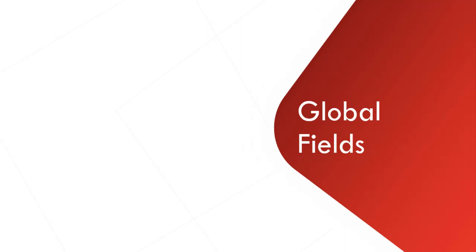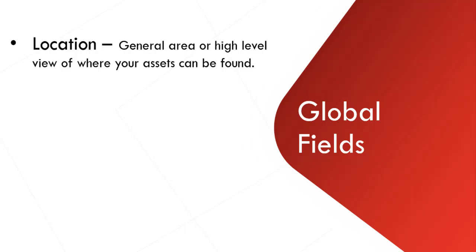Like we mentioned just a little while ago, the global fields are location, system, and department, and there's also a fourth global field called cost center, which is available in the advanced and enterprise editions of MPulse. So let's take a look at each one of these global fields and talk about the logic behind them. First, we've got location, which is meant to be a general or just high-level view of where your assets can be found.